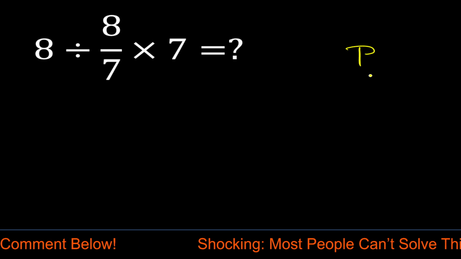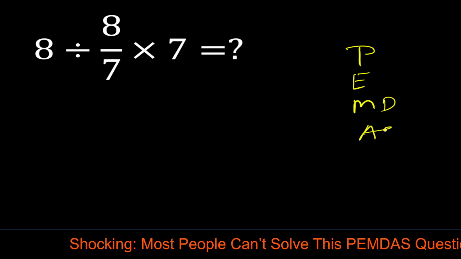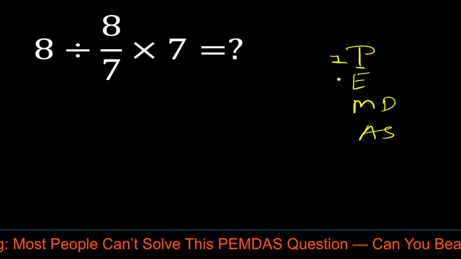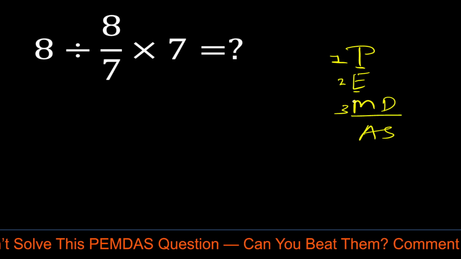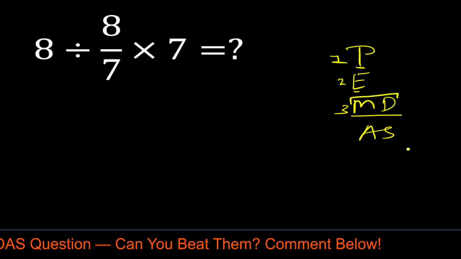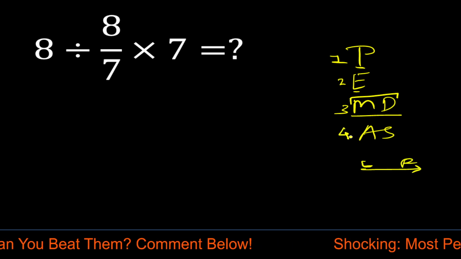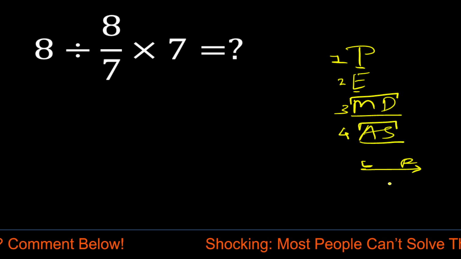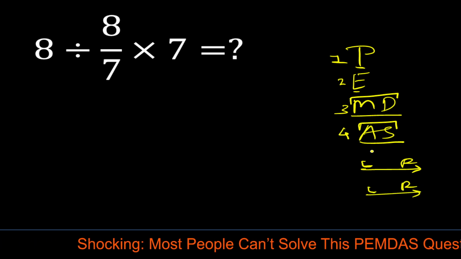So PEMDAS, P-E-M-D-A-S. According to PEMDAS rule, first priority is parentheses, then second priority is exponents, then third priority is multiplication and division. Here multiplication and division both have equal priority, so we have to solve it from left to right. Then fourth and last priority is addition and subtraction. Also addition and subtraction both have equal priority, so we have to solve it from left to right.